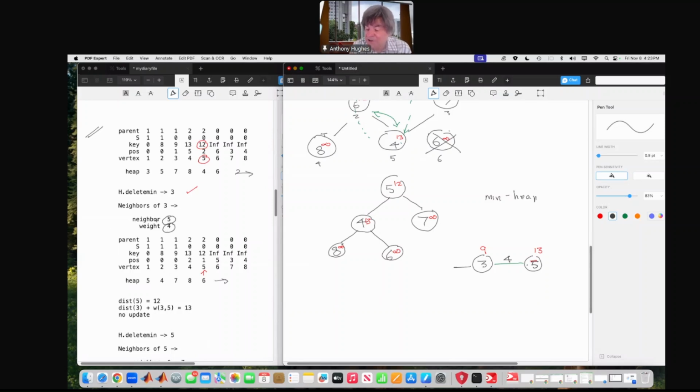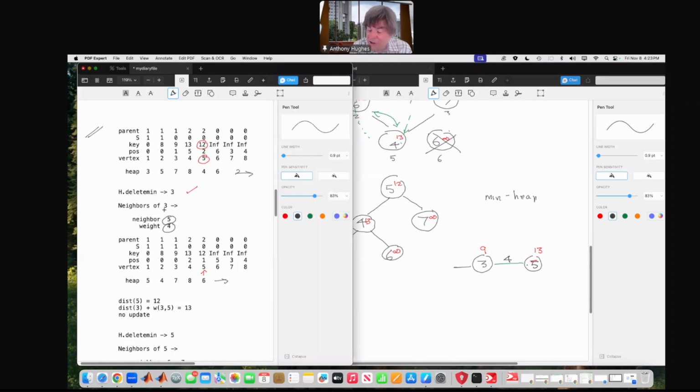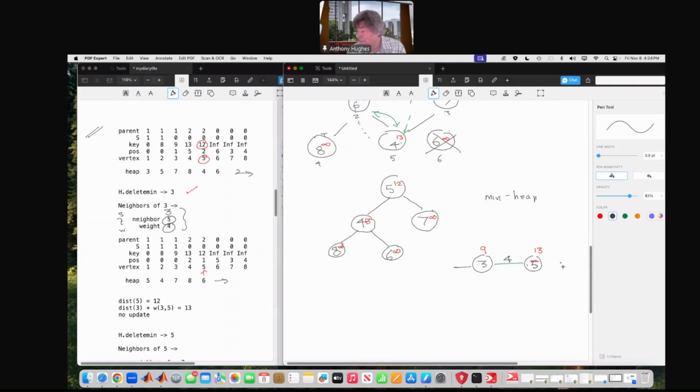Remember, this was STW. So S is 3. There's the S. T is the neighbor. So that's 3 to 5. 3 to 5 is the weight, W, is 4. So I'm reading off that information here that we've got. The vertex we're looking at is 3. The neighbor is 5. And the weight is 4. And we get that picture. How does that look? Thumbs up? Yes? No? I don't see any responses one way or the other.